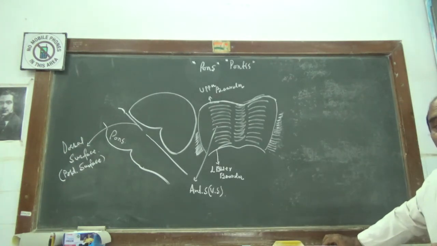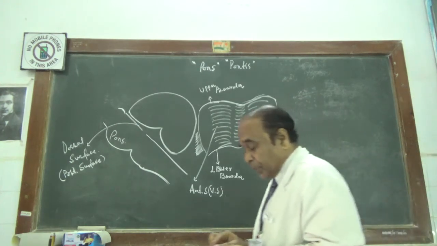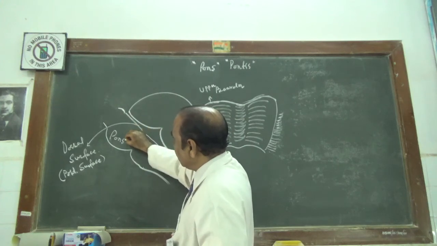Now the pons, which is called the pontis, is a part of the brainstem, as well as a part of the rhombencephalon, and it forms the floor of the fourth ventricle of the brain. Now this pons is present in front of the cerebellum.